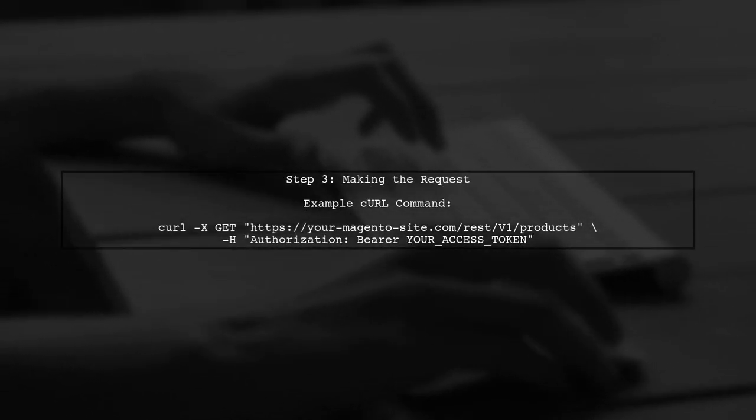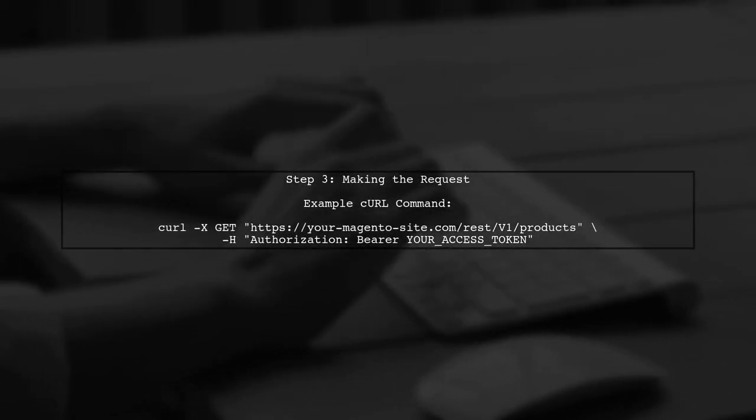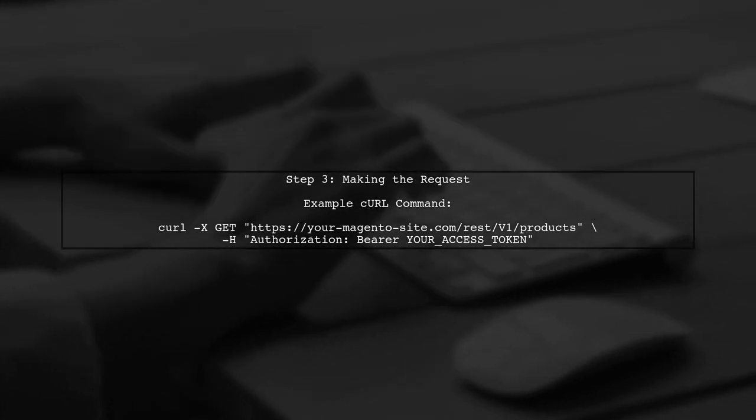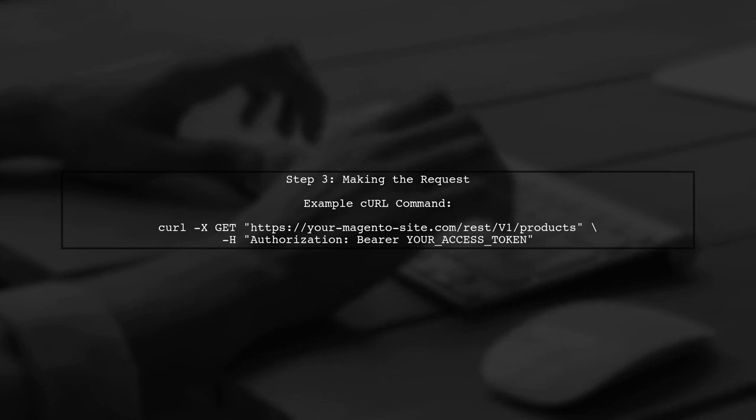Once we have the access token, we can make a GET request to the product's endpoint. Here's an example using curl to fetch all products.